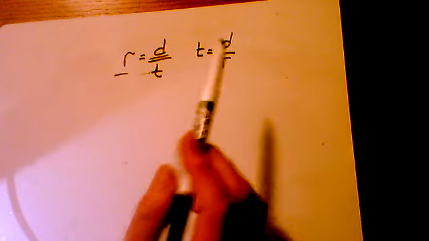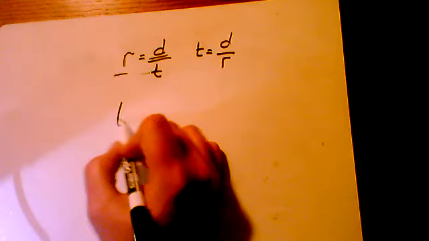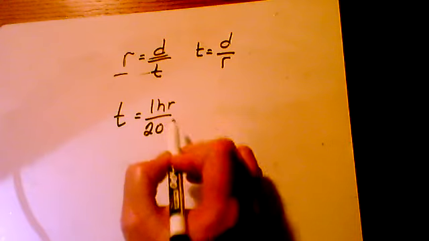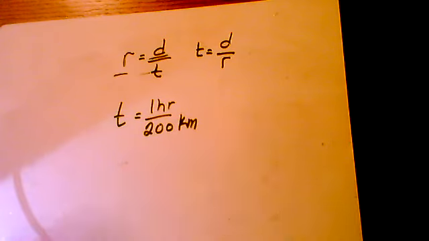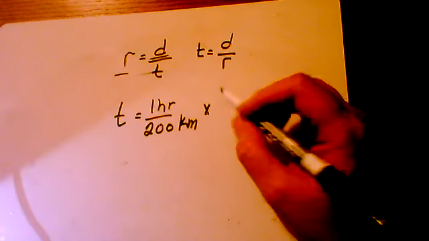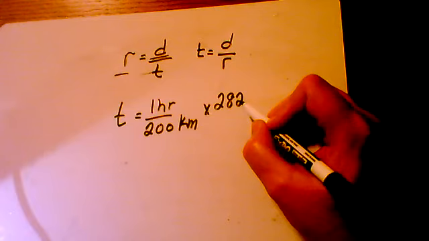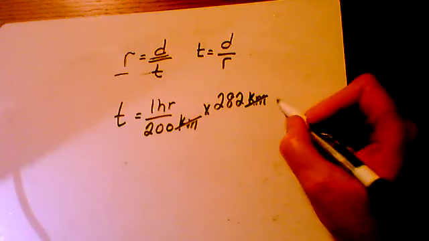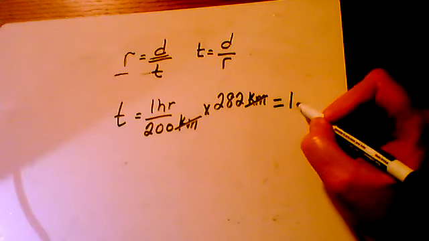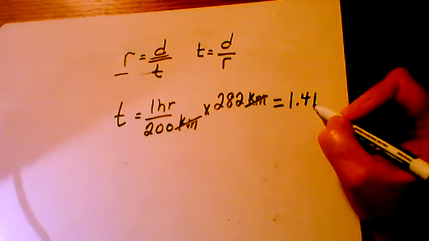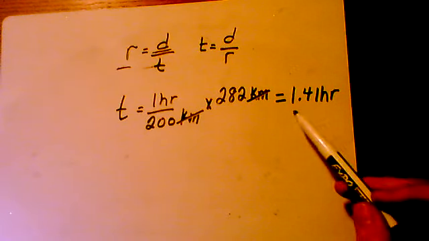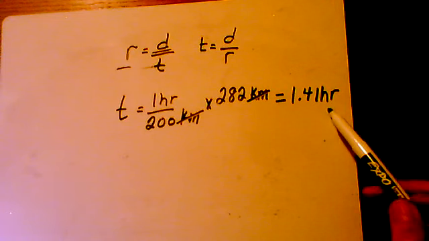Okay, so let's take a look. This is what we're going to use because we know the distance and the rate for this one. So time equals 1 hour per 200 kilometers, and we're going to multiply that by the 282 kilometers that the train actually travels. And we can cross out the kilometers. And that gives us 1.41 hours.